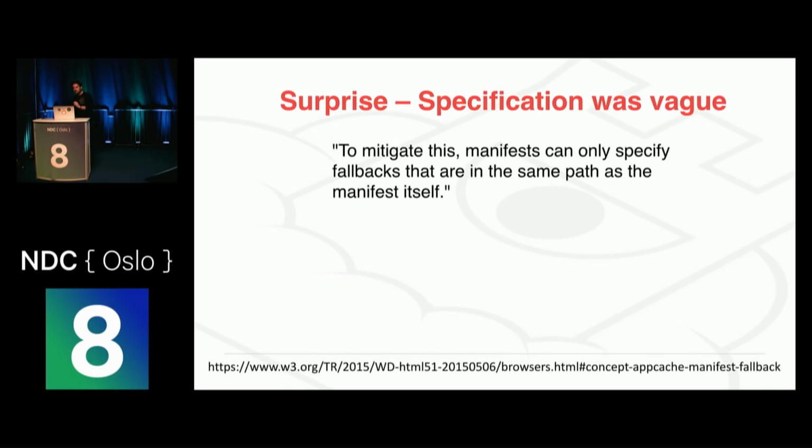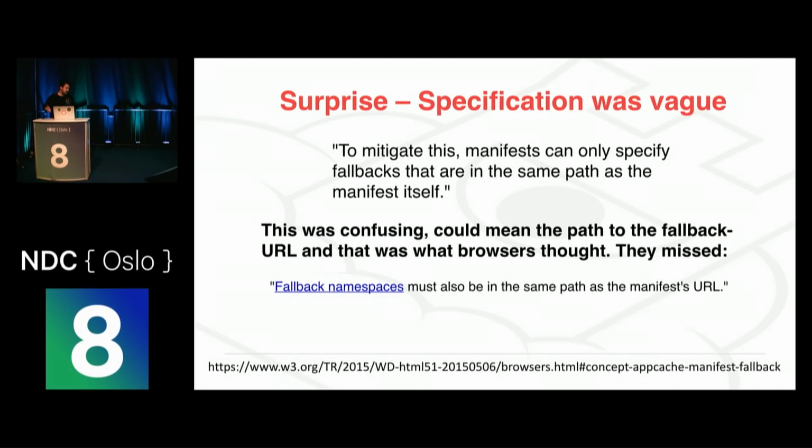And when I read the specification, because this was not expected, and I will show you how it looks on a real website. They said the manifest can only specify fallbacks that are in the same path as the manifest itself. And that was a very stupid description, because what we could do was say, the manifest is here, but I want a fallback of the whole domain. So even though I have a user path, like user 1234, I could say the fallback for the whole domain should be this specific file. And that is allowed by this specification, because it says the manifest should be next to the one installing the manifest, which it is. So this was confusing. It could mean the path to the fallback, and that was what every browser thought.